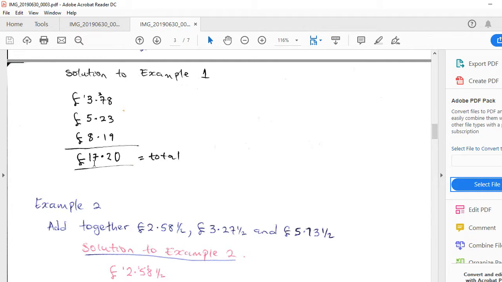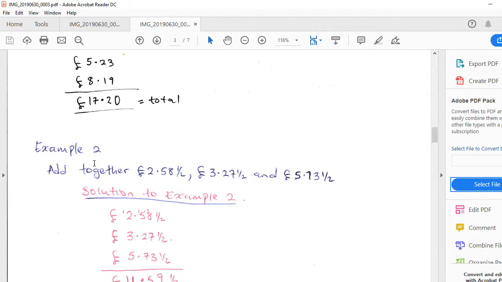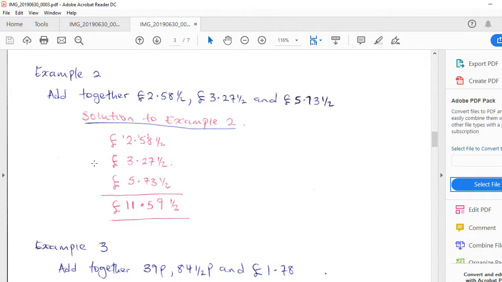So that's how we got 17.20 pound, which could be written as 17 pound 20 pence. So take note of that. So that's our first example. Let's go to the second example. Now in the second example, they say add together 2.5 half pound plus 3.23 half pound and also 5.73 half pound. So that's the question that we're giving here.